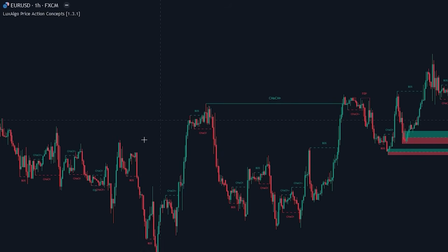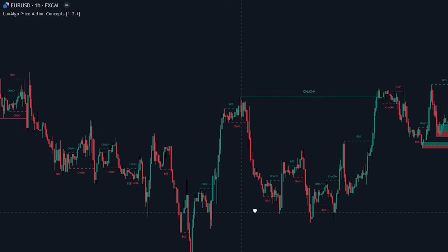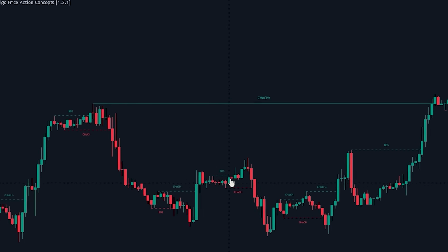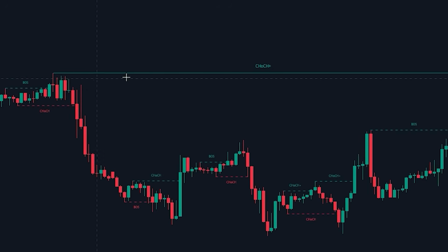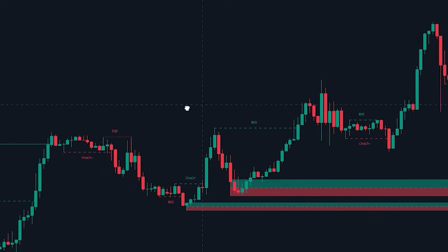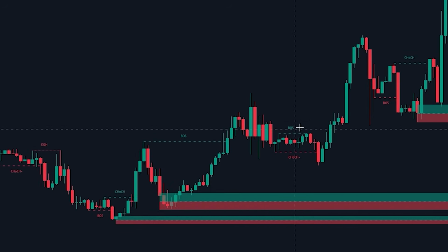The market structure also plays an extremely important role when entering into a position. For this, we can use the Premium Price Action Concepts indicator by Lux Algo. As you can see, this indicator shows us ICT and smart money concepts related to price action.